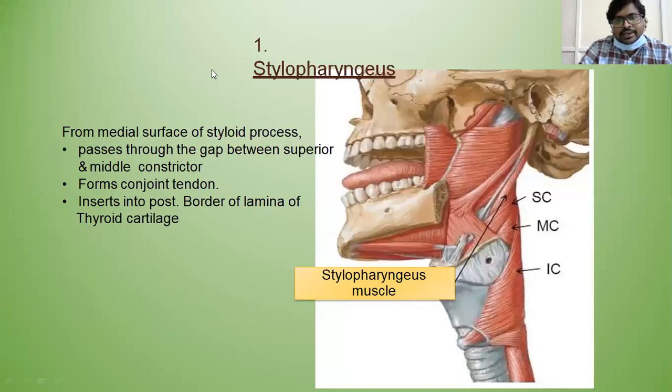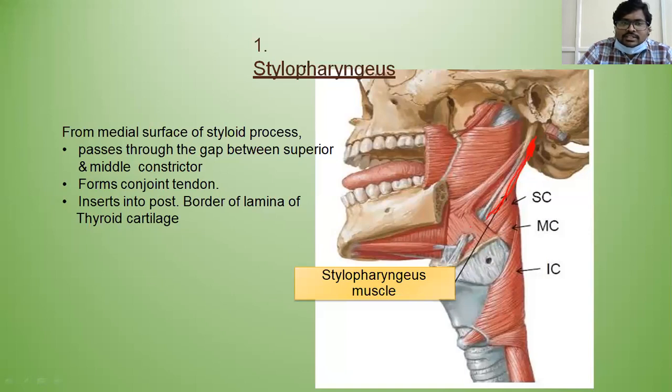Now coming to stylopharyngeus. You can see this stylopharyngeus is arising from the medial surface of the styloid process. It passes forwards, downwards, and medially. It passes through the gap between the superior constrictor muscle, this is the superior constrictor muscle, and this is the middle constrictor muscle. It passes in the gap between them, and it enters the pharynx.